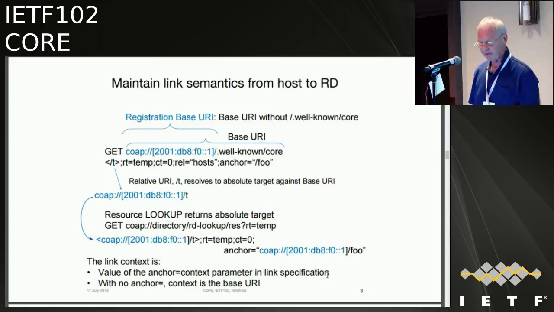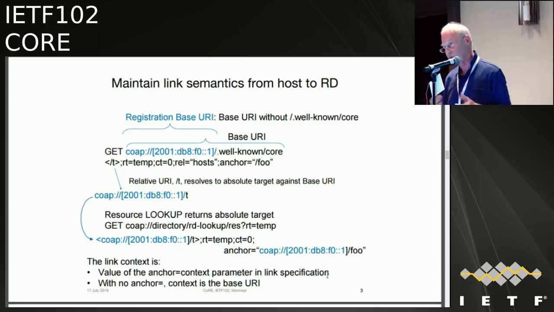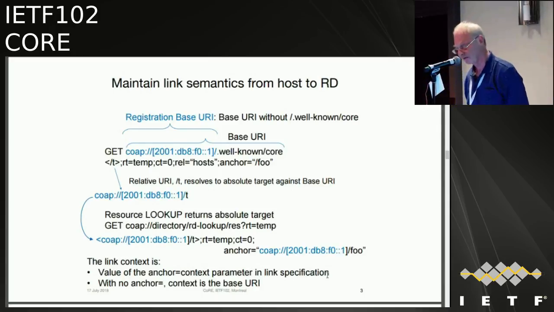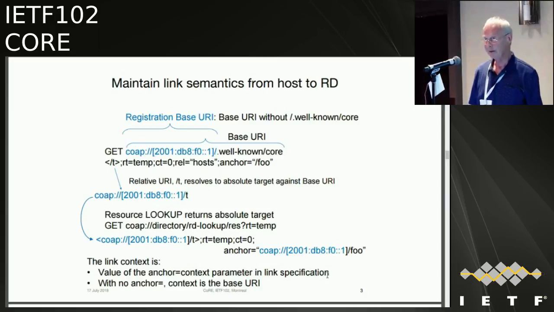Further, we have the resource lookup, and the resource lookup always returns an absolute target. And the absolute target is constructed from the registration base URI, which actually is the scheme and the authority, to which we then append the relative reference. Please read the appendix.